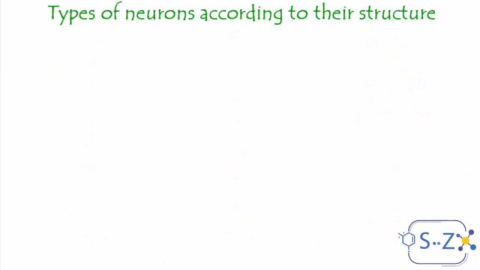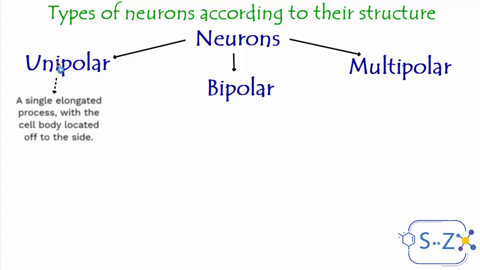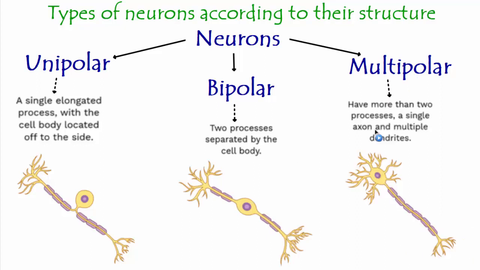So if we want to sum up the types of neurons according to their structure, we have three types. The first type is unipolar, the second is bipolar, the third is multipolar. The unipolar has one elongated process and it has this shape, for example, only one extension and can be branched into two. The bipolar has two processes separated by the cell body. One of them is the dendrite and the other is the axon, while the multipolar has more than two processes, many extensions, more than one dendrite and only one axon.